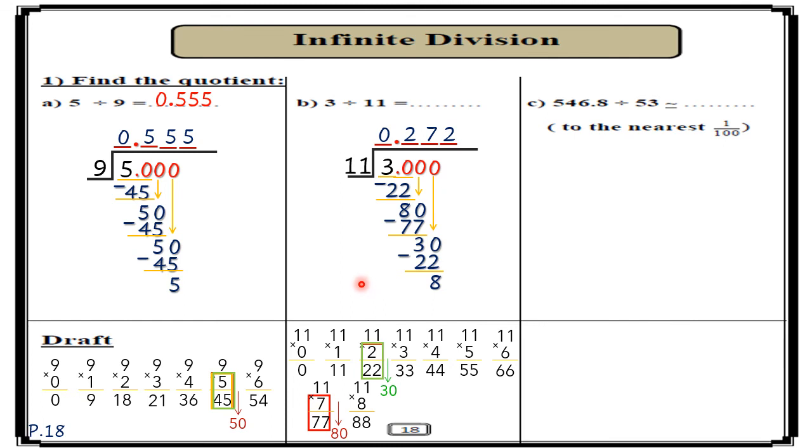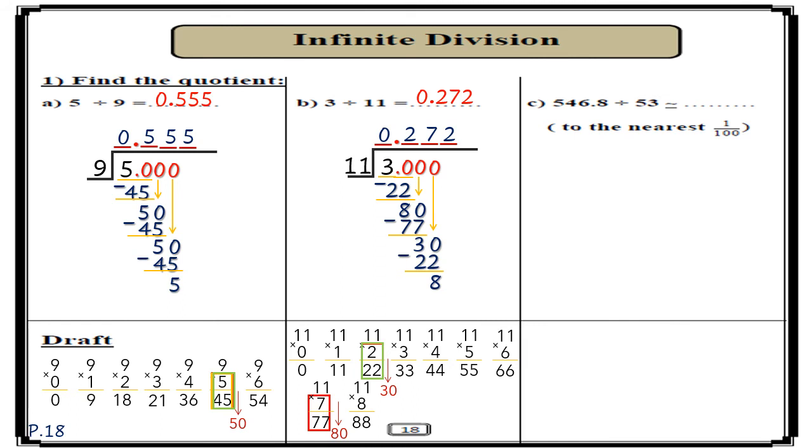So that means this is infinite division. We recognize that this is infinite division. So enough. Stop at the third decimal place. When I reach the third decimal place, stop. And the answer is 0.272.